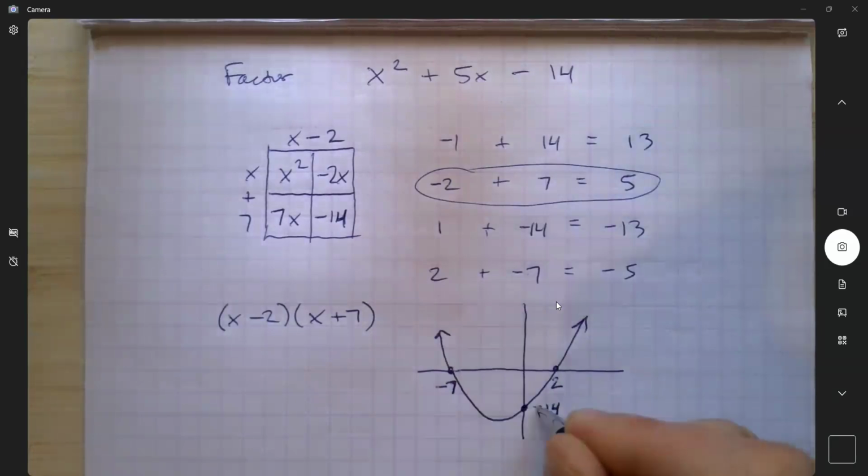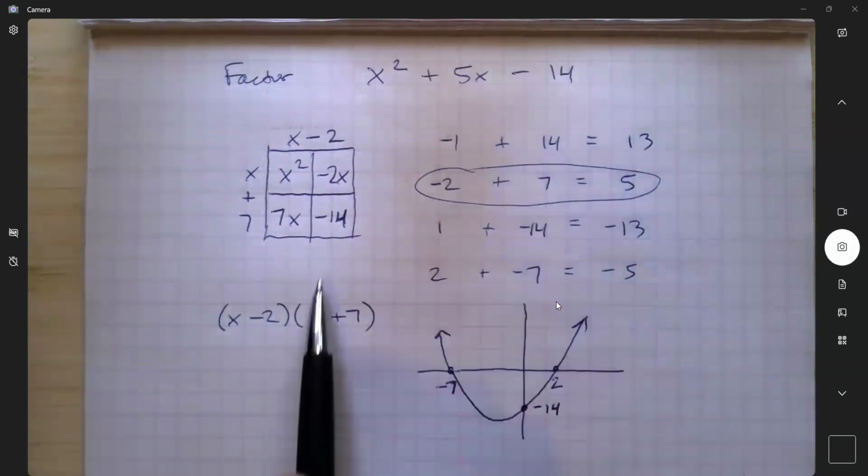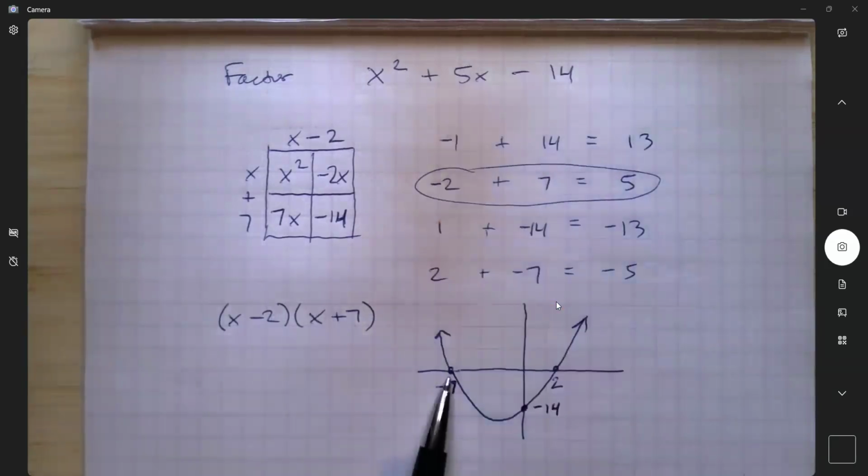All right, we get a lot of information about what our function looks like from the two types of formulas. And the reason we factor is so we can find out what the x-intercepts are. Okay, let's do another one.